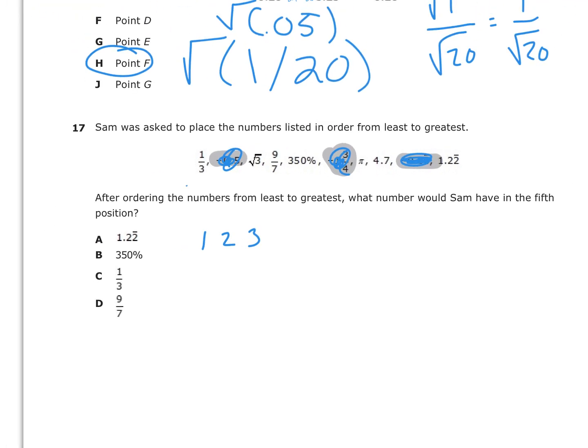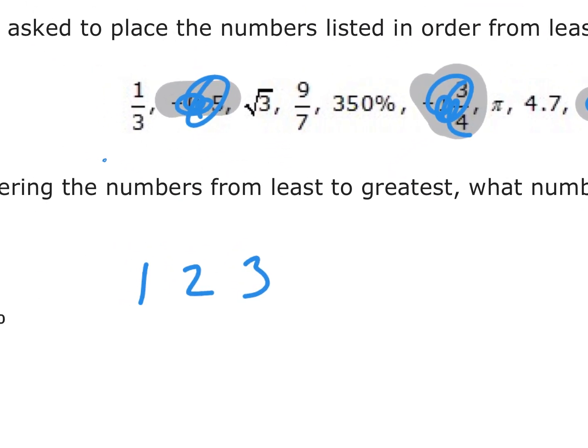What number do I care about? The 5th number. So if I have 3 negatives, I know those are going to be smaller than everything else, right? So I just need to find the 4th and 5th number. Okay. So 1/3 is 0.33, repeating. Okay, what about the square root of 3? I think it's like 1.73.